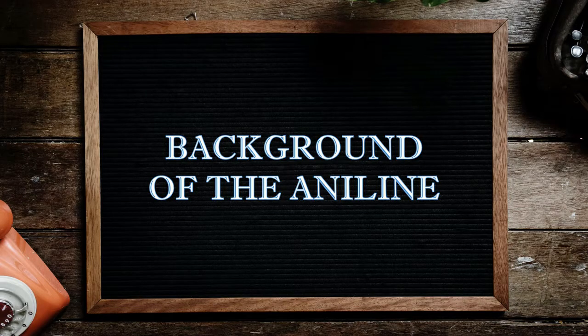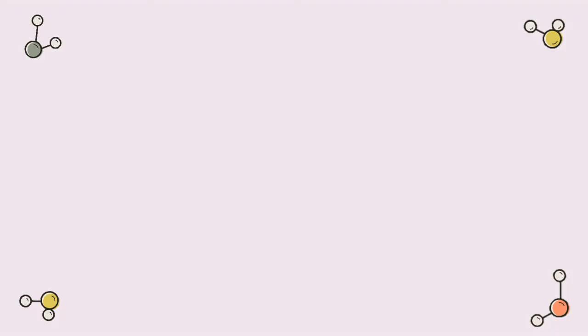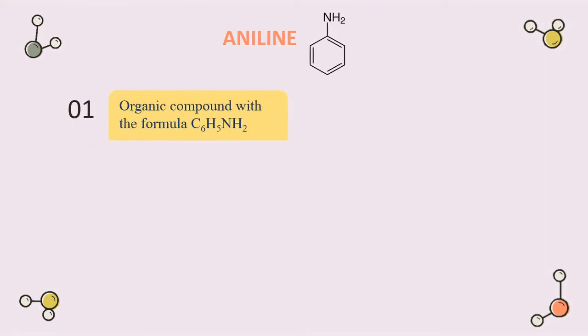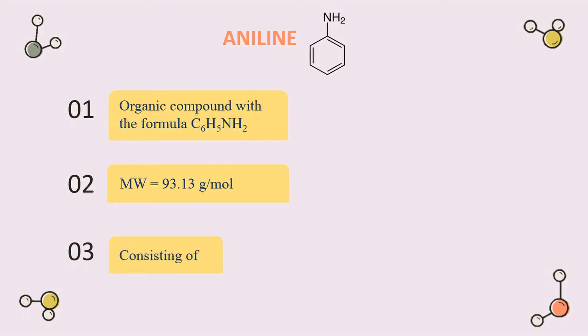Next, let's move on to the background of aniline. What is aniline? Aniline is an organic compound with the formula C6H5NH2 and a molecular weight of 93.13 gram per mole. This aniline consists of a phenyl group attached to an amino group. Moreover, it has the odor of rotten fish.